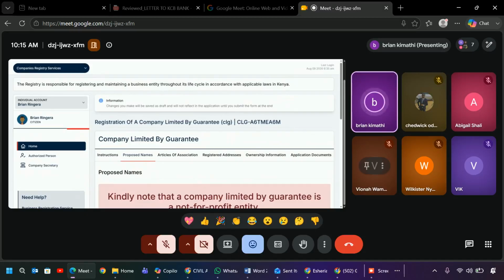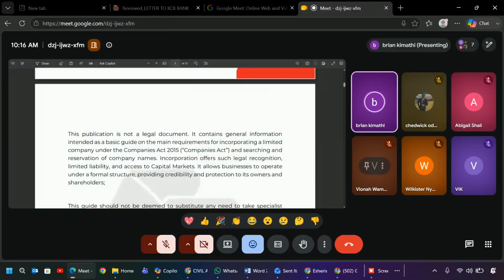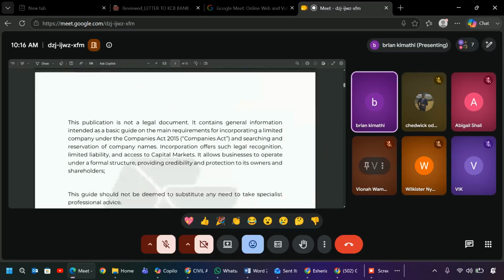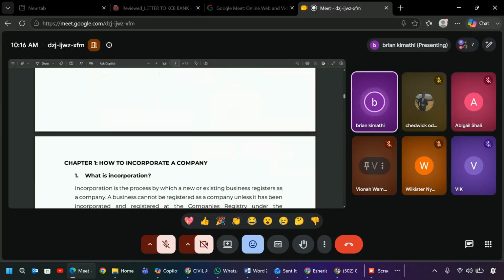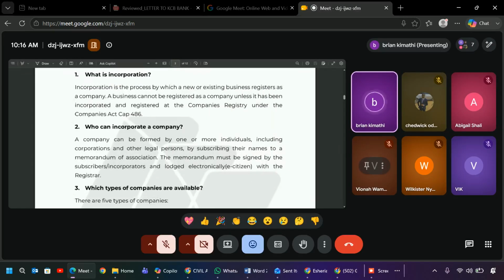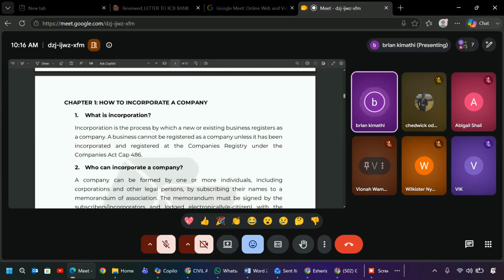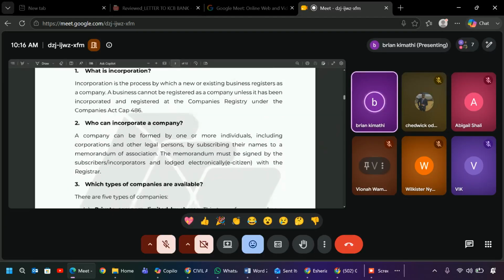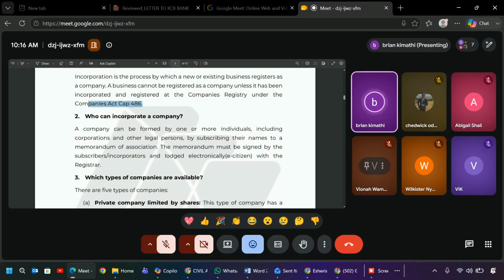Let me present now BRS notes. So these BRS practice notes on incorporation. How to incorporate a company? What is incorporation? Incorporation is the process by which new or existing business registers as a company. Business cannot be registered as a company unless it has been incorporated and registered at the Companies Registry under the Companies Act, Cap 486. Please remember that the citation is this, not Companies Act 2015.